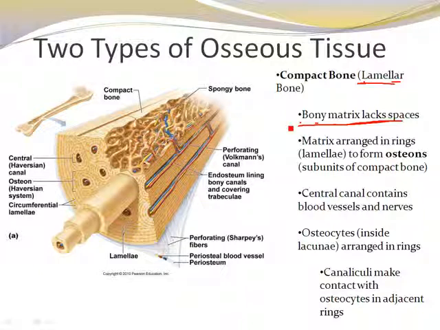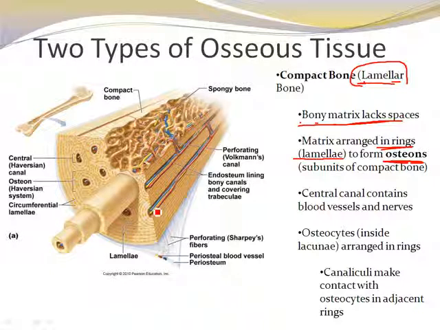And this matrix is actually arranged in rings that kind of look like tree rings. Those rings are called lamellae. Lamella is singular, and that's where this bone gets its name, lamellar bone. Those rings, which look like the rings of a tree trunk cut open, form a subunit of compact bone called an osteon. Like the trabeculae, the little T-shaped things, are the subunits linked together to build spongy bone, these are the subunits linked together to build your compact bone, which has little space. It's filled completely with matrix.